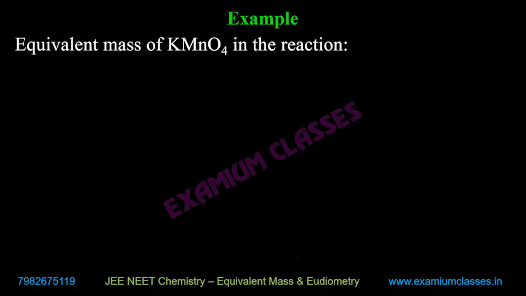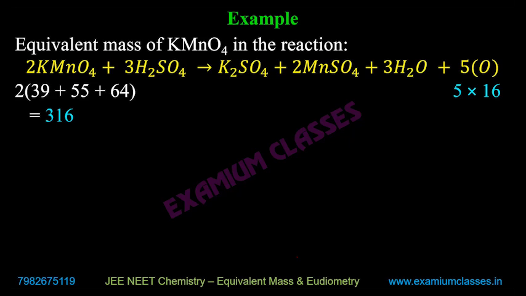For example, the equivalent mass of KMnO4 in this reaction. Now in this reaction, 5 oxygen atoms are being released, liberated. Liberated means they are not combining, they are being produced. So KMnO4 is the oxidizing agent, and KMnO4 is indeed a strong oxidizing agent. We will be using it quite frequently in organic chemistry for oxidation. KMnO4 is extensively used for oxidation in organic chemistry.